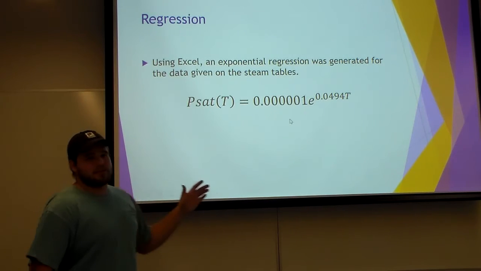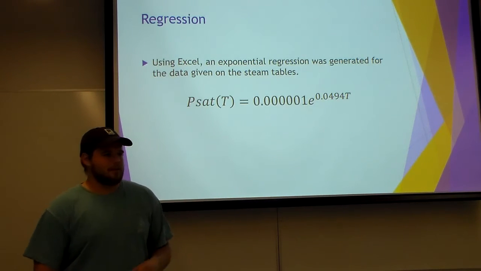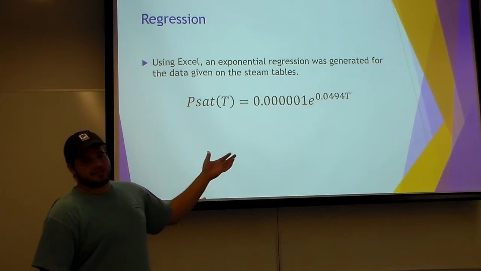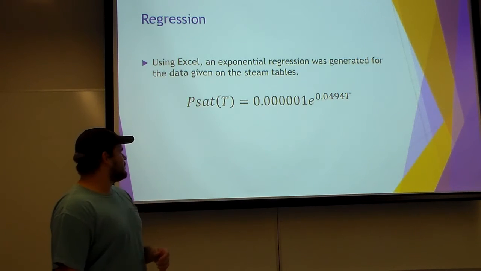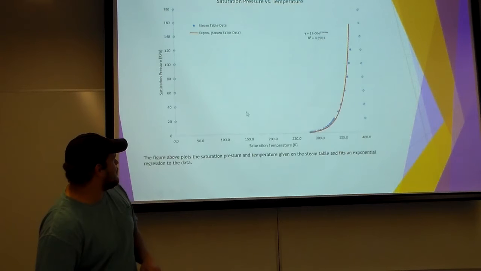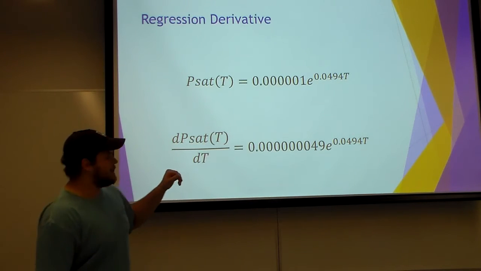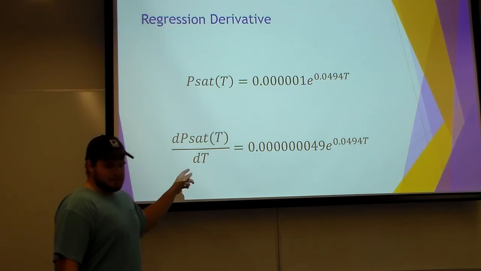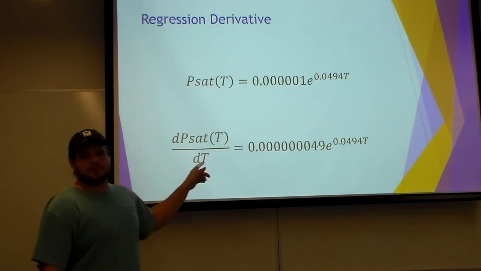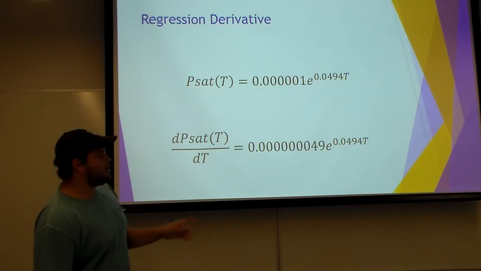We'll get into that in a second. Using Excel, an exponential regression was done on the data, which gave us that equation, which would be useful in the next step, which is actually to find the derivative of that equation. As you can see, this derivative is what we're going to use to determine the latent heat in the Clapeyron equation.